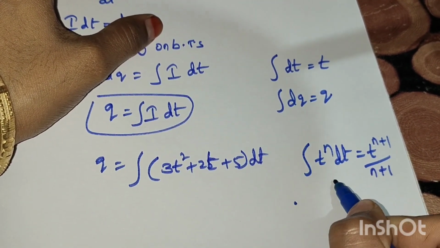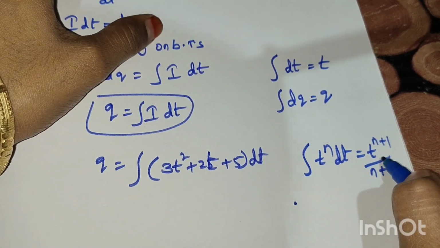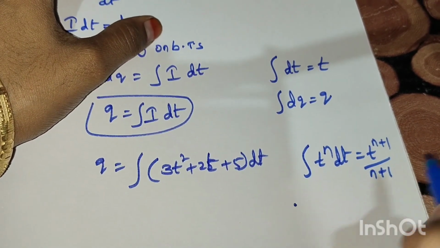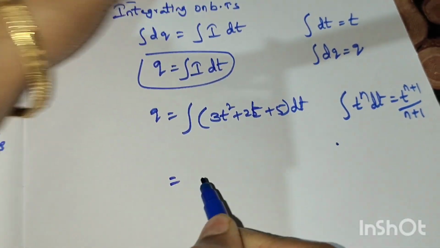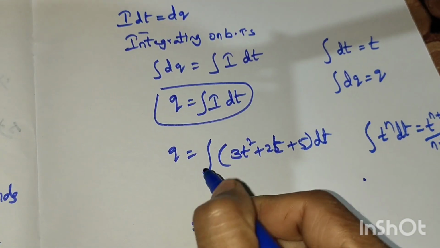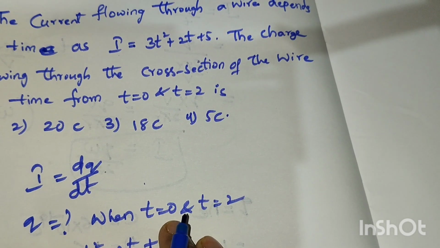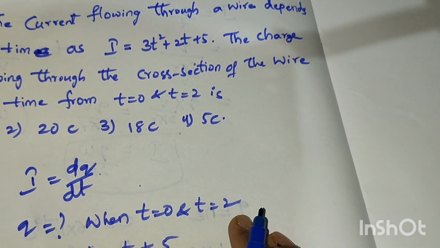This is the formula in integration: integral t^n dt equals t^(n+1) by n+1. They said to find the charge for time t equals 0 and t equals 2, so 0 to 2. You should remember the first given time should be taken as the lower limit of integration and the second time should be taken as the upper limit of the integration.